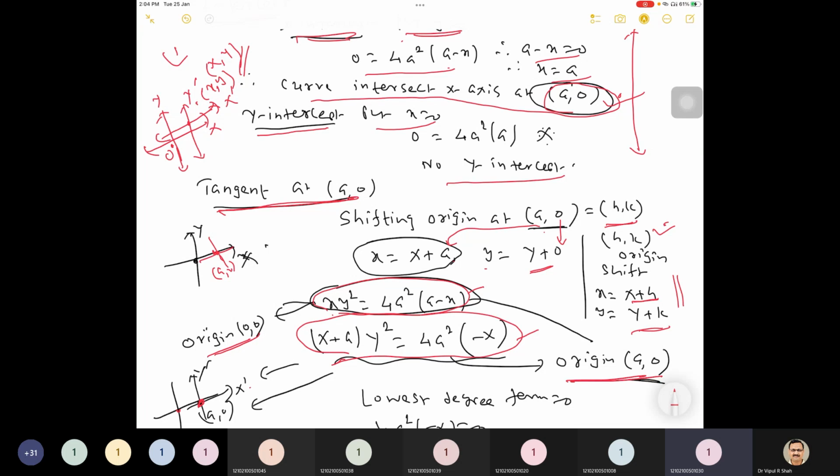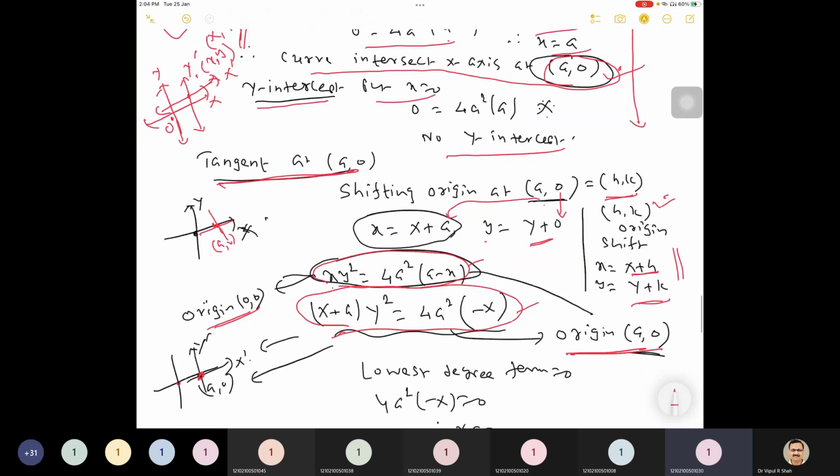I want to check the tangent at the origin, but now our origin is A0. I want to check the tangent at A0. Same formula, lowest degree term equal to 0.